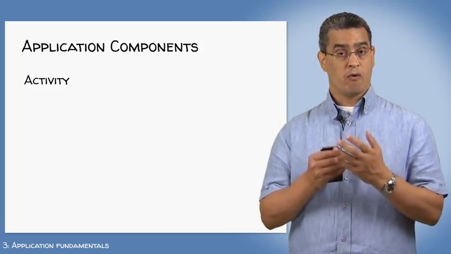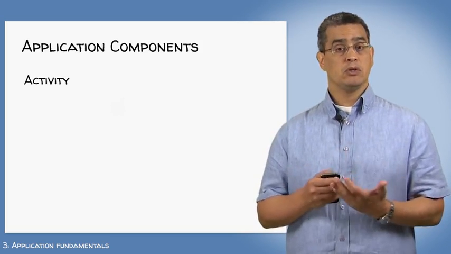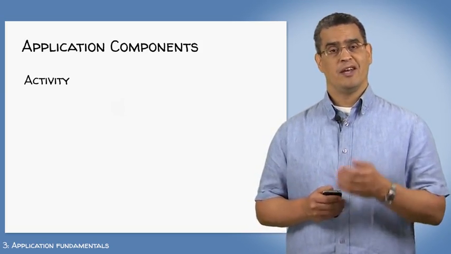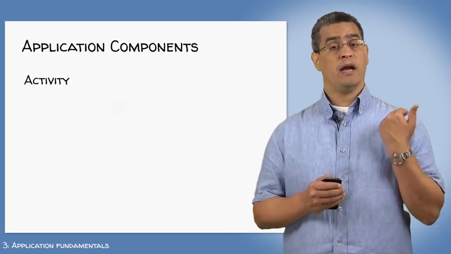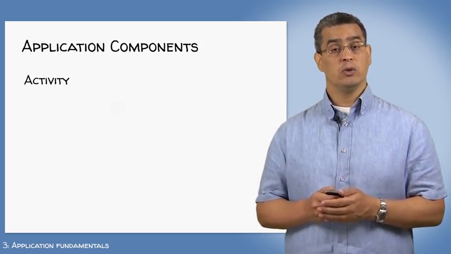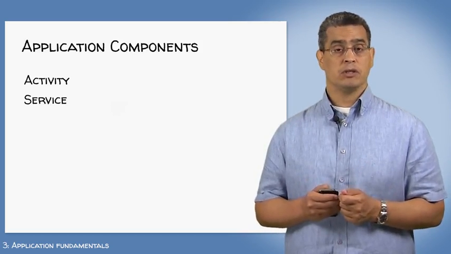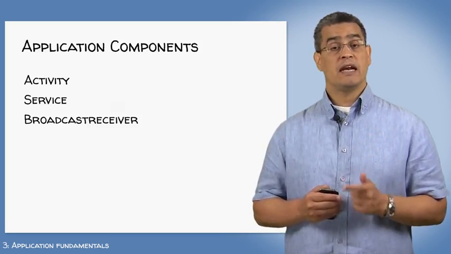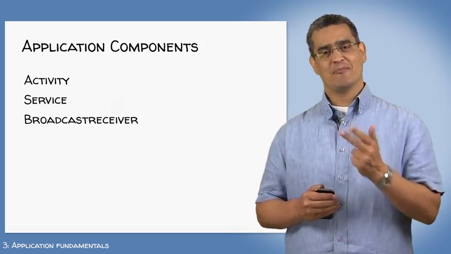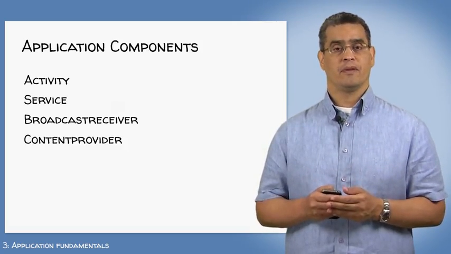Activities are designed to provide a graphical user interface, or a GUI, to the user, and this enables users to give and receive information to and from an application. The remaining 3 components work behind the scenes, so they don't have user interfaces. And these components include services for supporting long-running or in-the-background operations, broadcast receivers that listen for and respond to events that happen on a device, and content providers, which allow multiple applications to store and share data.